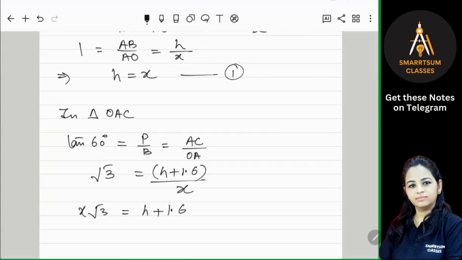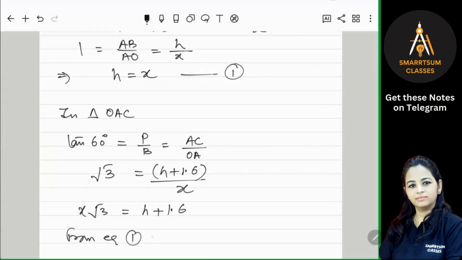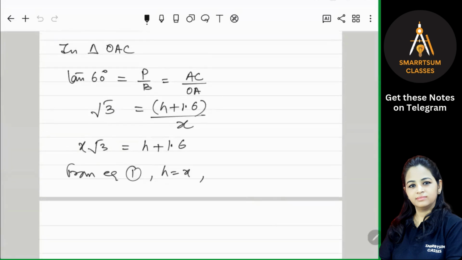Getting it? Okay. Now, what is x? X is equal to H from equation number 1, right? So write down, from equation number 1, H is equal to X. So now putting this value here, what will it become? X root 3 is equal to X plus 1.6. Getting it? Is it clear?